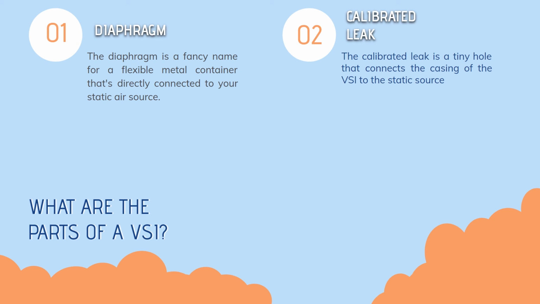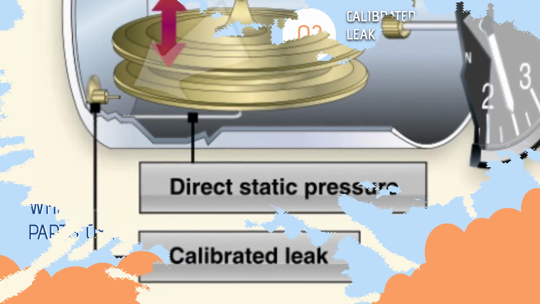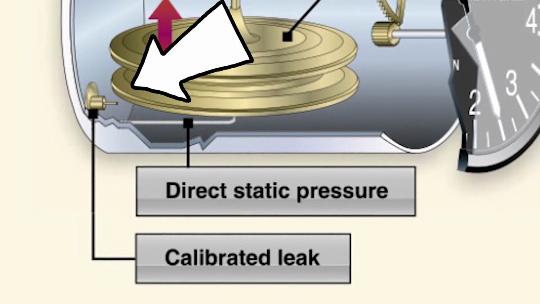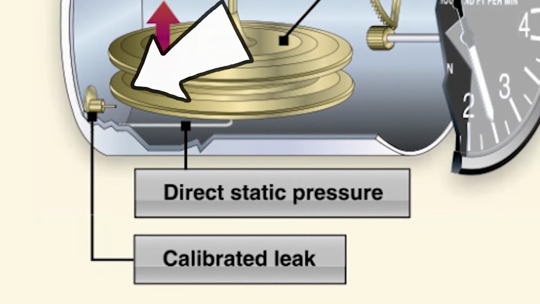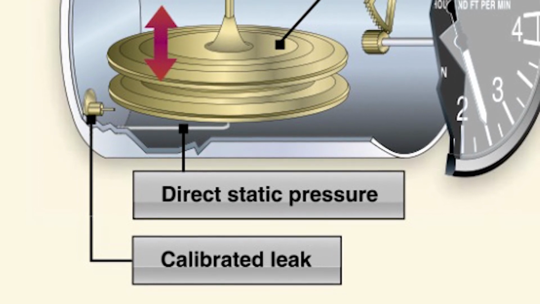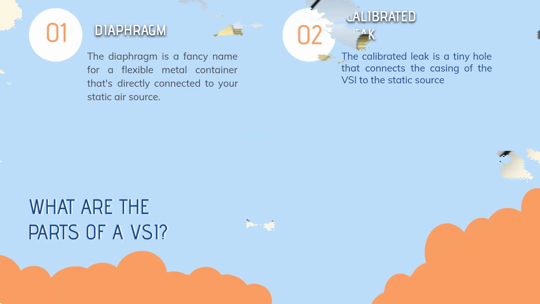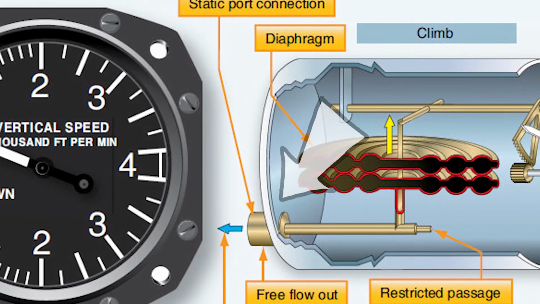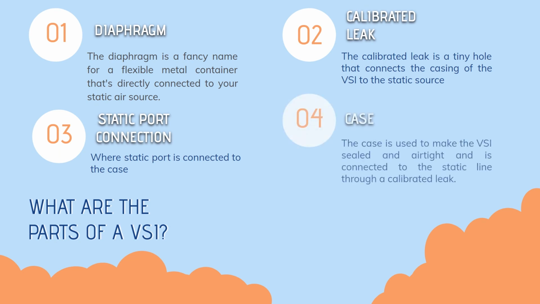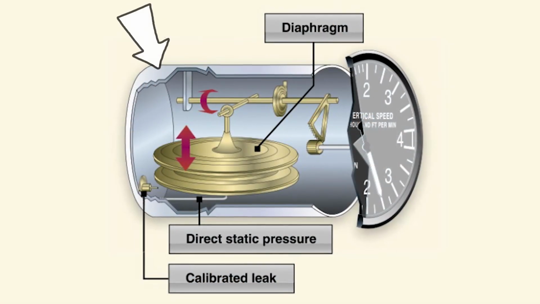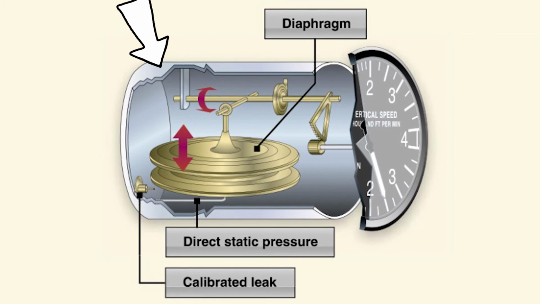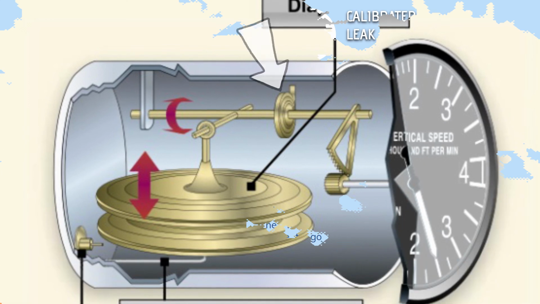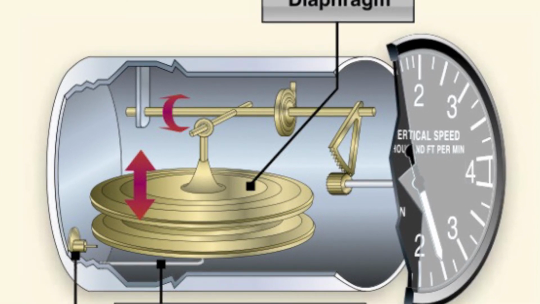Calibrated leak. The calibrated leak is a tiny hole that connects the casing of the VSI to the static source, but there's a catch. The hole in the calibrated leak is small enough that it restricts airflow, so it can't move in and out as fast as the diaphragm can. Static port connection, where the static port is connected to the case. Case. The case is used to make the VSI sealed and airtight and is connected to the static line through a calibrated leak. Return spring. The return spring helps the needle to go back to the 9 o'clock position.